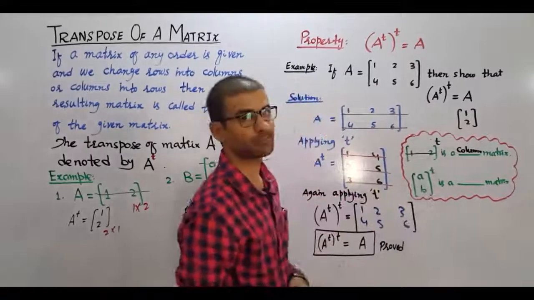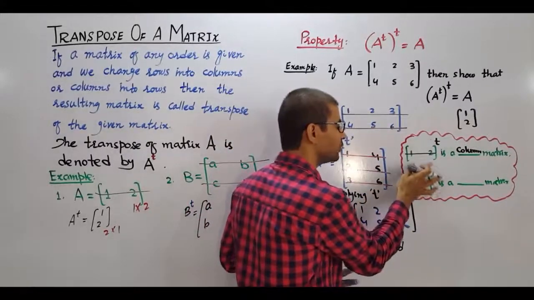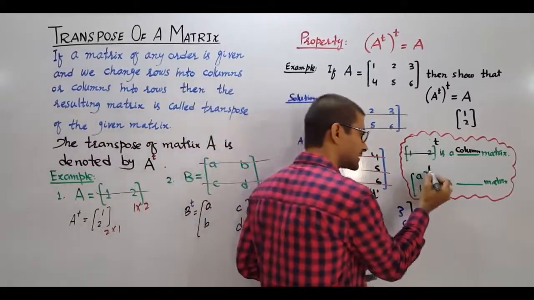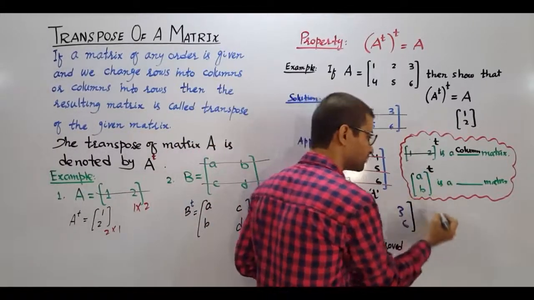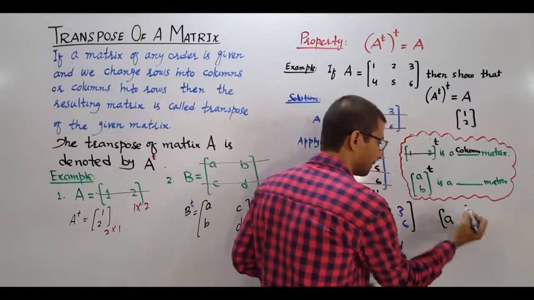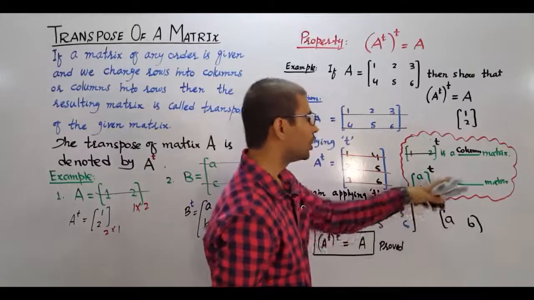A B to the transpose. Without transpose, if you notice, this is a column matrix. But when you take the transpose, A B to the transpose, a column becomes a row. This is a row matrix.